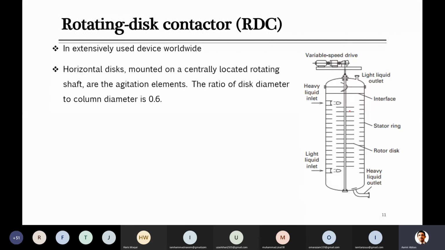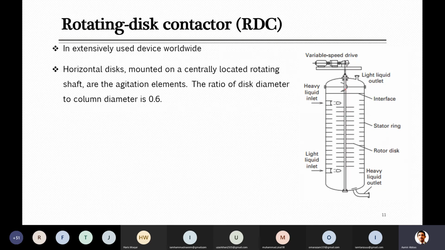In this, there are horizontal discs which are simply mounted inside the equipment. You can see that there is a shaft, which is the rotating element, and on this there are simple horizontal discs.